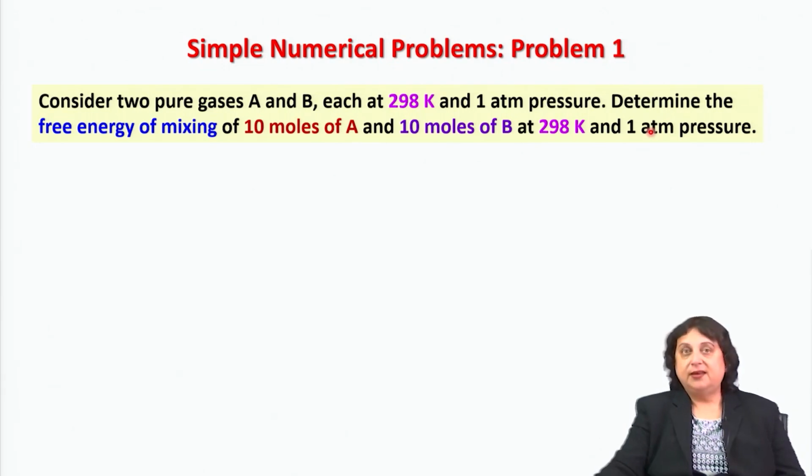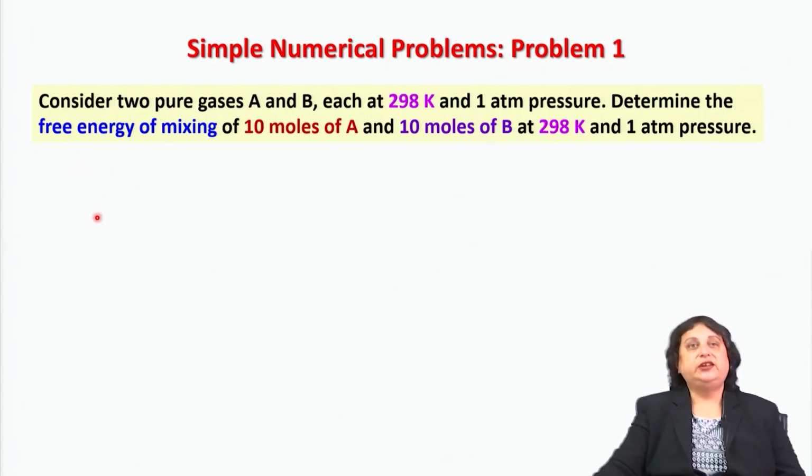To start with, they were present in their pure phases. So, I had 10 moles of A in the pure phase, 10 moles of B in the pure phase under identical conditions of temperature and pressure. And then the final thermodynamic state is when these two gases have been mixed, and I want you to find out the free energy of mixing under the condition that there is no change in temperature and there is a constant total pressure of 1 atmosphere.